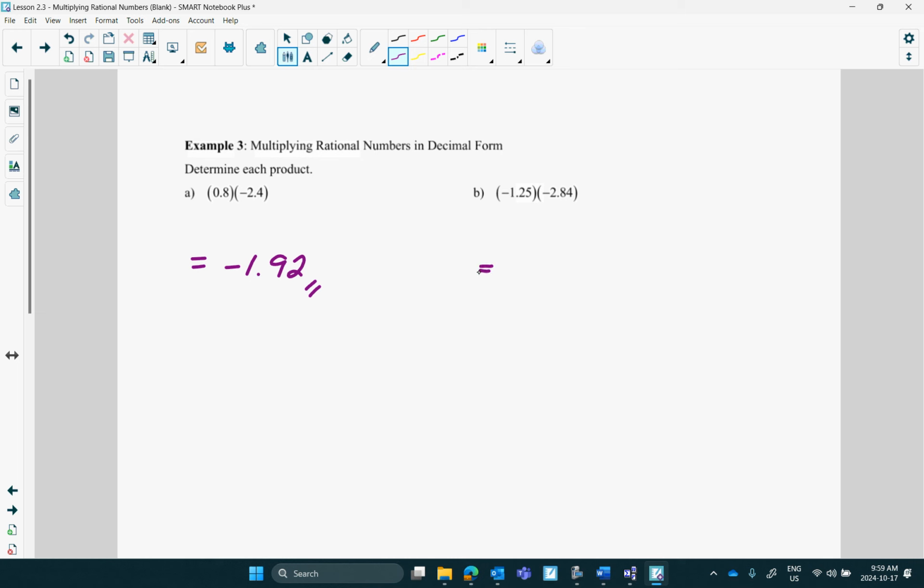For this last one, I know the answer is going to be positive. So I'm not even going to worry about putting the negatives in my calculator. 1.25 times 2.84 is going to give me 3.55.